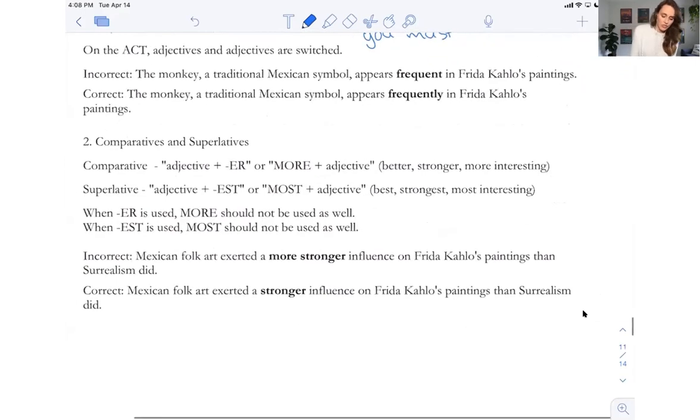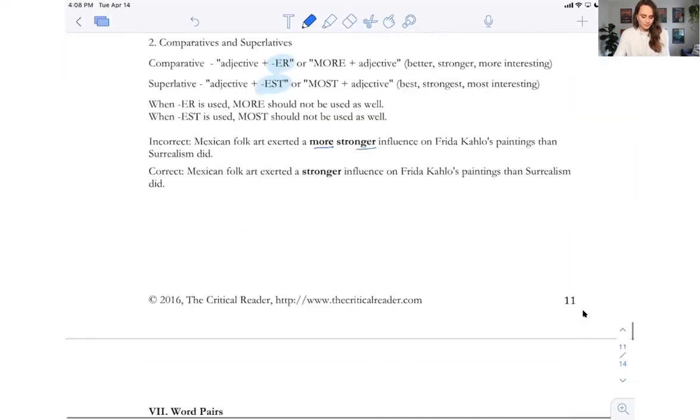You're using it just to compare two things, and then is going to be the superlative. So the best, right? The strongest. You will not use another word like more with the comparative. You wouldn't say more stronger. That's going to be redundant pretty much and grammatically incorrect. So we're not going to do that.